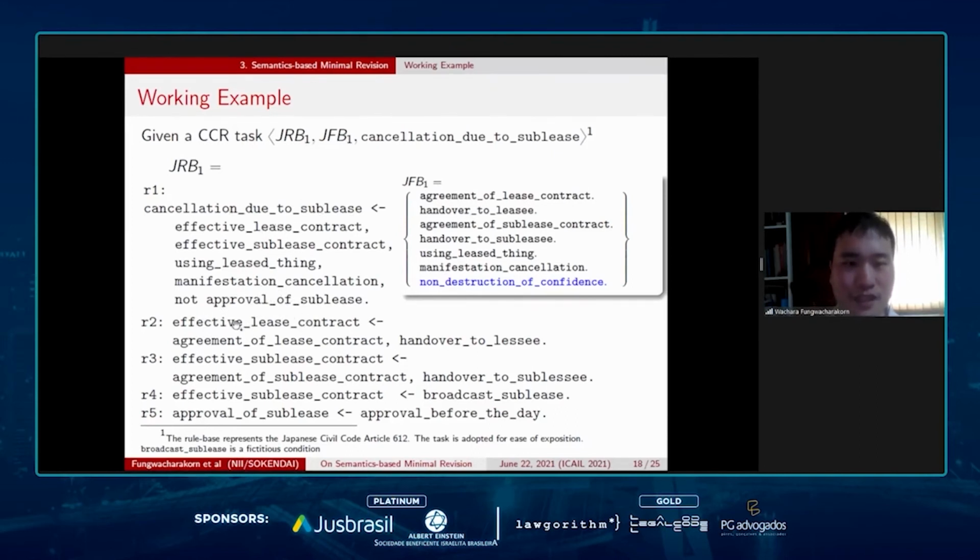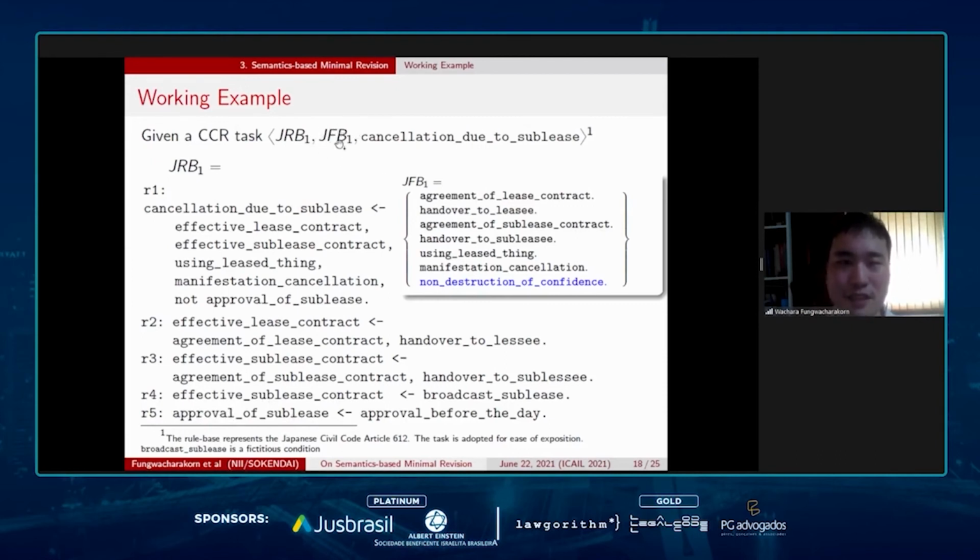So the effective contract has one rule R2, but for the effective sublease contract, suppose that there are two rules R3 and R4. So there are two types of effective sublease contract. And the one exception rule is about the approval of sublease here in R5.